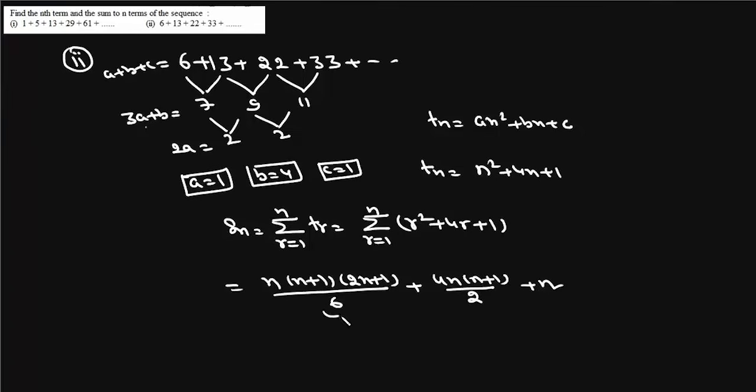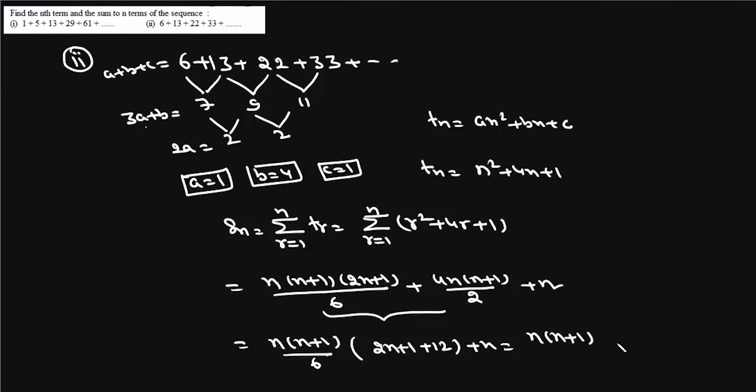Now we'll simplify these two. What we'll do is, we'll take n into n plus 1 by 6 common. So we'll have 2n plus 1 plus 12, plus n. So it will be n into n plus 1 into 2n plus 13 upon 6, plus n, and that is the answer to this question.